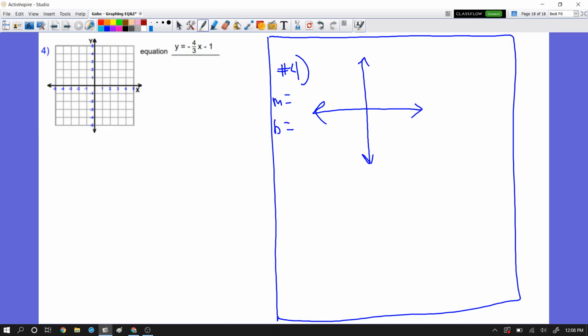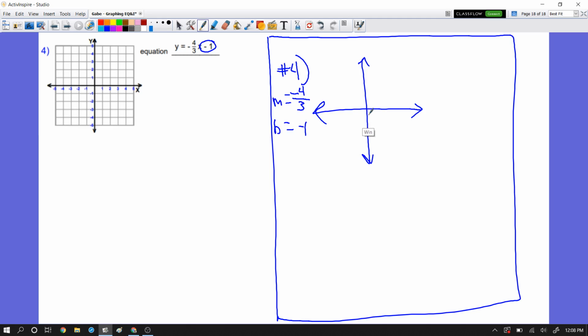Looking at number 4, we can see that our slope, the thing that's next to x, is going to be negative 4 over 3, which means we have a negative slope. What I'm going to be looking for is, are you drawing a negative line? Are you drawing a positive line? And where is it crossing through? Your B, negative 1. So here is the extent of what I'm looking for, okay?